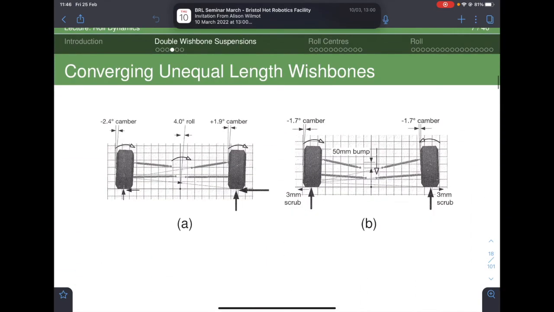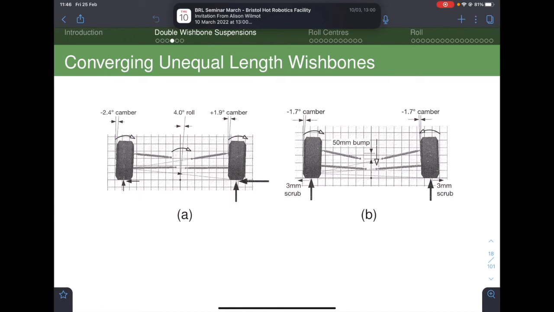Okay, and the other type is unequal length wishbones. So that's the situation we've got here, often the top wishbone shorter than the bottom wishbone, okay? They could be parallel or they could be converging, and as it moves up and down, you get a change in camber as well. Okay, so you can also alter the camber recovery. So you can see that with the 4 degree roll, we've got plus 1.9 on the right, minus 2.4 on the left, okay? And then also in bump up and down, you get scrub under the camber. So we often try and optimise the performance in the corner, not along the straight.